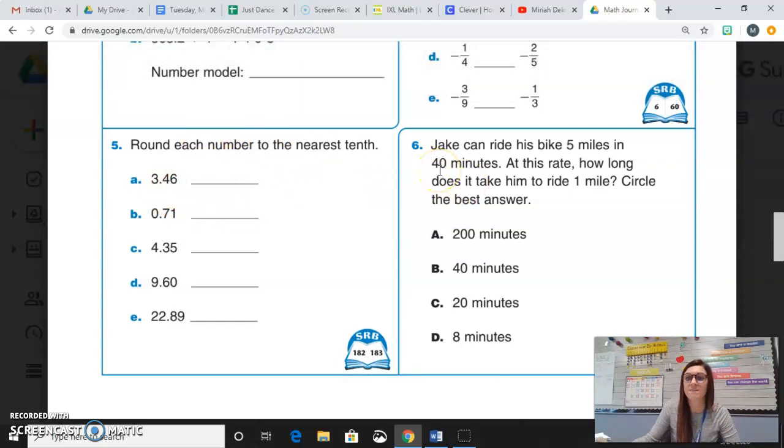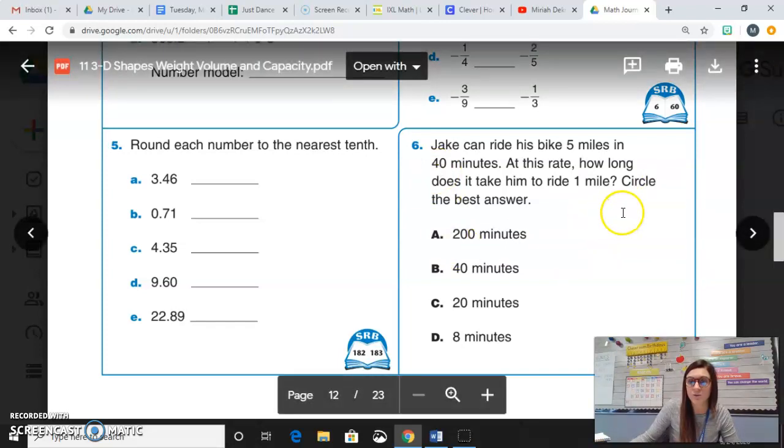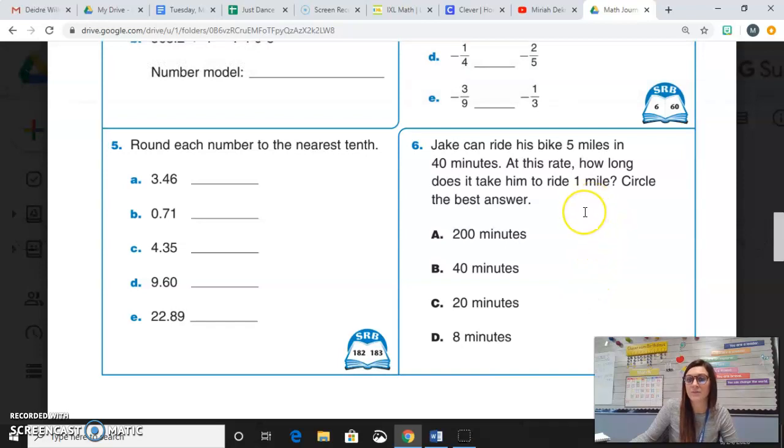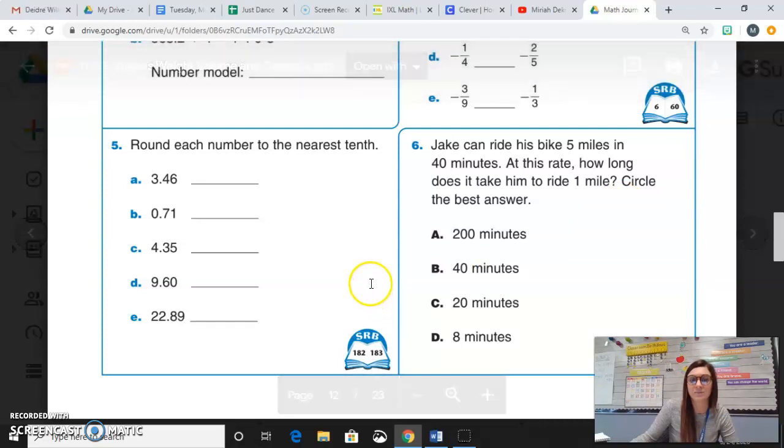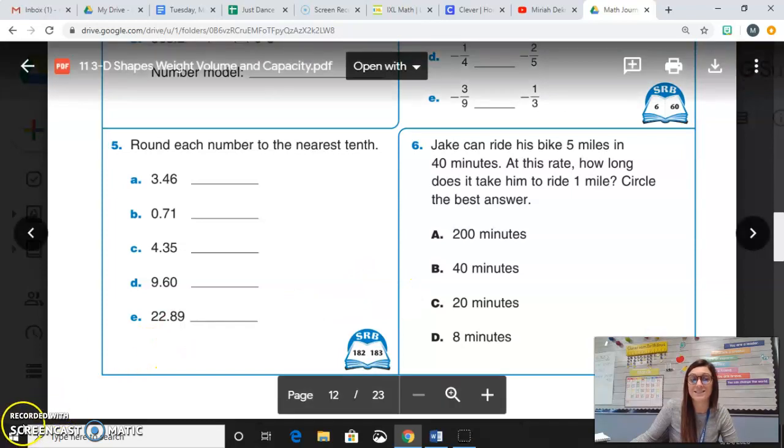Number 6, Jake can ride his bike 5 miles in 40 minutes. So here I want you to put 5 equals 40. How long does it take him to ride 1 mile? Circle the best answer. So here you should have lined up 5 equals 40. So under it, you would put 1 equals what? So if I know 5 to get to 40 is times 8, what would 1 times 8 be? How long would it take him to bike 1 mile? Okay, and those are your math pages for today, 296 and 297.